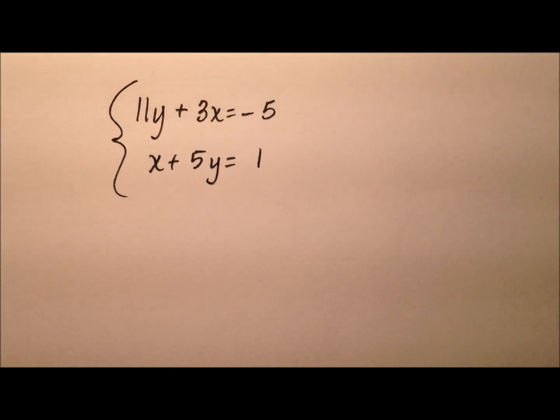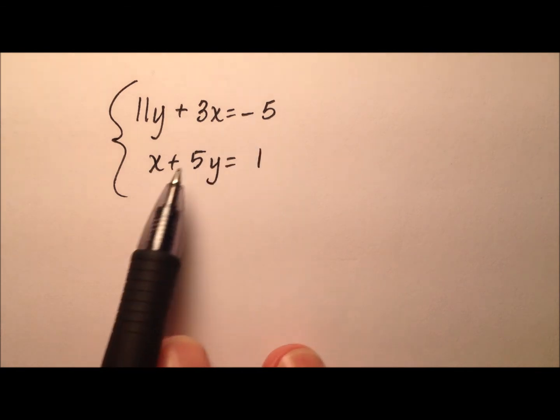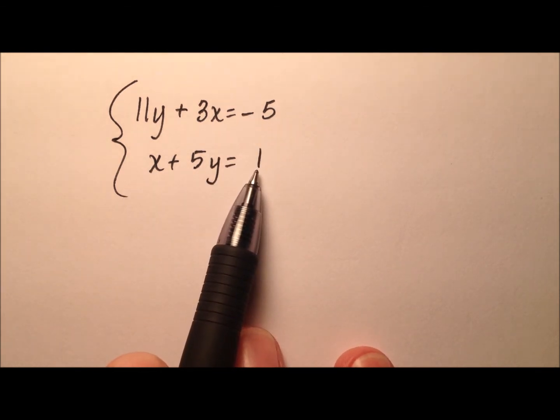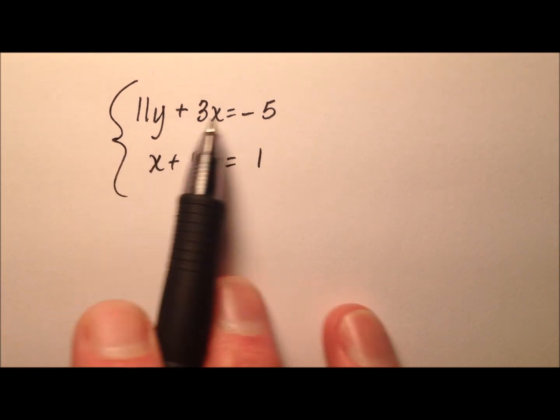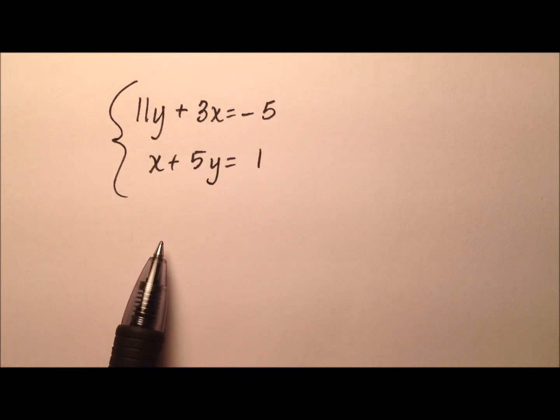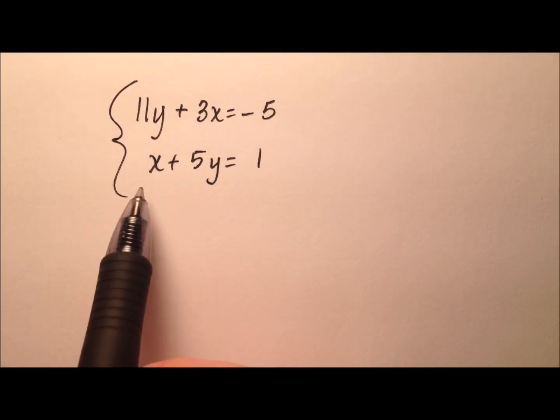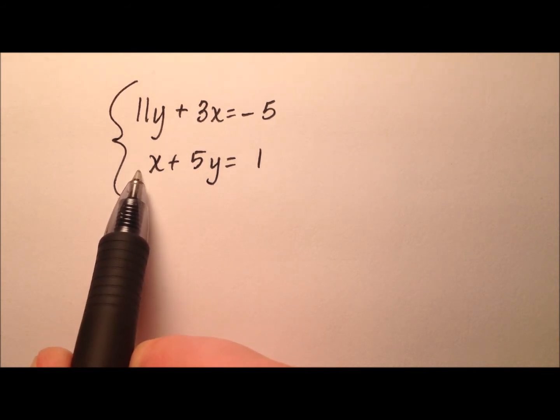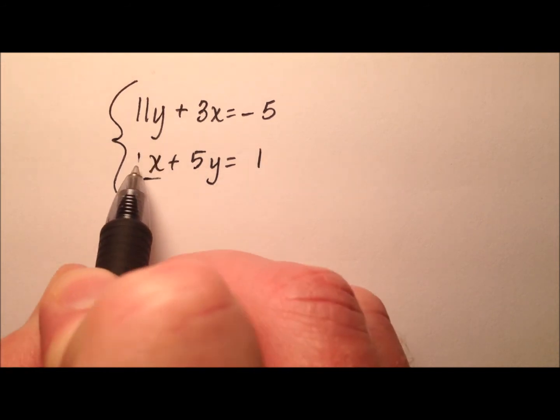In this second example, you'll notice that the equations in this system are not written in any particular form, so let me show you how we can use substitution. The one big advantage of substitution is when you have a system where one of the variables has a coefficient of 1 or negative 1. And it looks like this x value right here has a coefficient of 1.